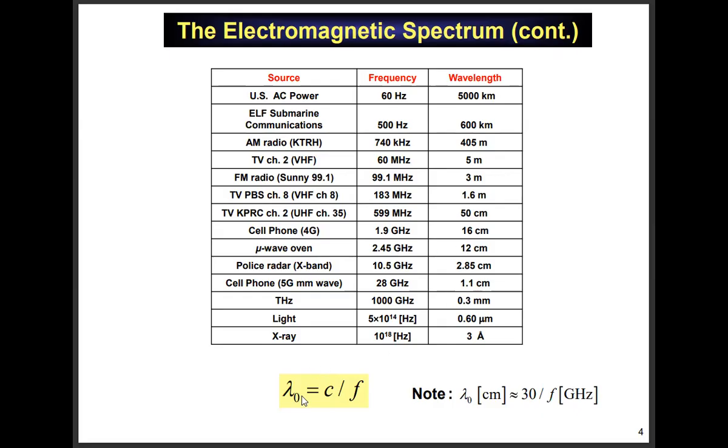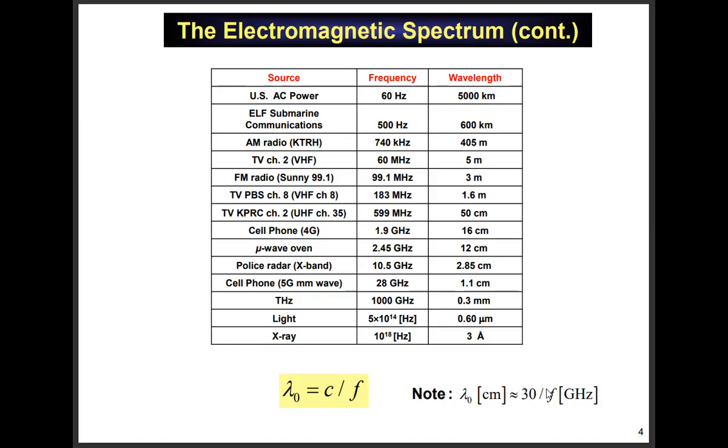Now, by the way, you can always just plug into this formula. Remember that if f is in hertz, c is in meters per second, lambda 0 is in meters, right? But here's a nifty formula that a lot of times people like to memorize. I'll throw it out in case you're interested. You can say that the wavelength in centimeters is the number 30 divided by f in gigahertz. So at 1 gigahertz, the wavelength is 30 centimeters, which is somewhere near a foot, right? It's a really nifty rule if you memorize that.